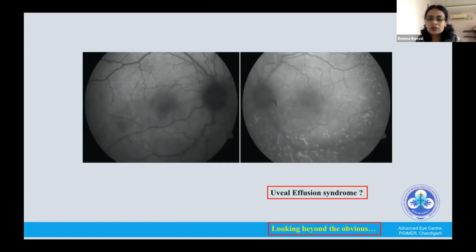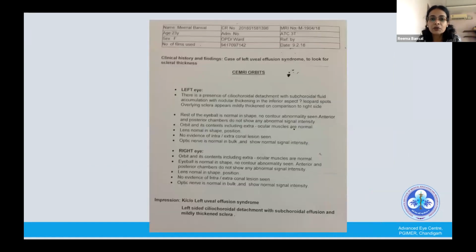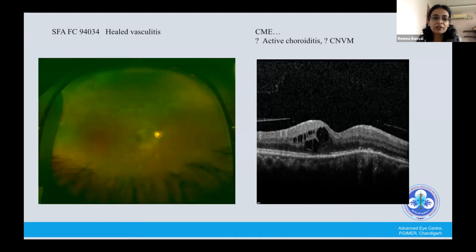The autofluorescence tells us there is a leopard skin appearance, much more prominent in the left eye, and the right eye is normal. And this is a very classical appearance, and we think along the lines of uveal effusion syndrome. And this is what led us to investigate the patient further. We did the axial lengths. They were small, not really nanophthalmos, but yes, she had small axial lengths. And we got the MRI done, and she turned out to have choroidal detachment with mildly thickened sclera in the left eye. So we made a diagnosis of uveal effusion syndrome.